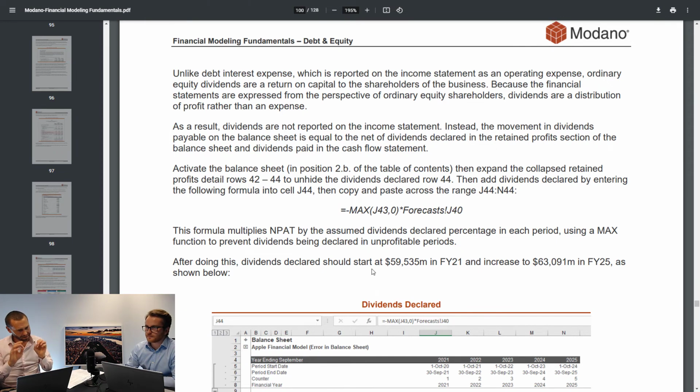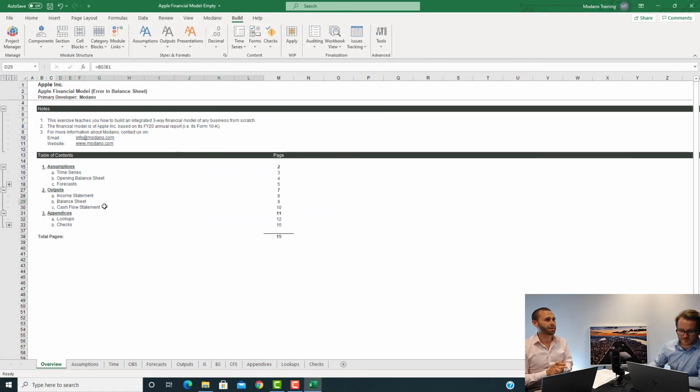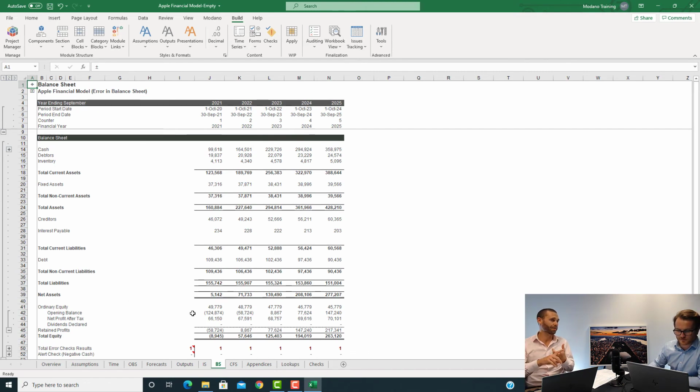So, as I said, dividends are not reported on the income statement. They come out of retained profit, which is why they're at the bottom of our balance sheet. So if you go to the balance sheet, and remember we build up the retained profits detail, the retained profits is comprised of your opening retained profits plus your net profit after tax during the period minus the dividends, which it sort of implies come out of that.